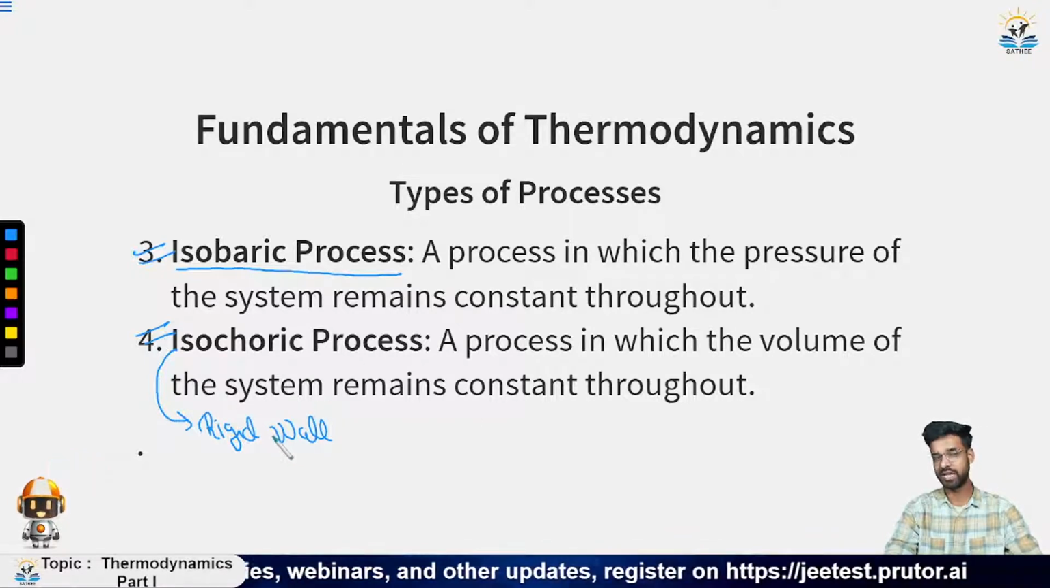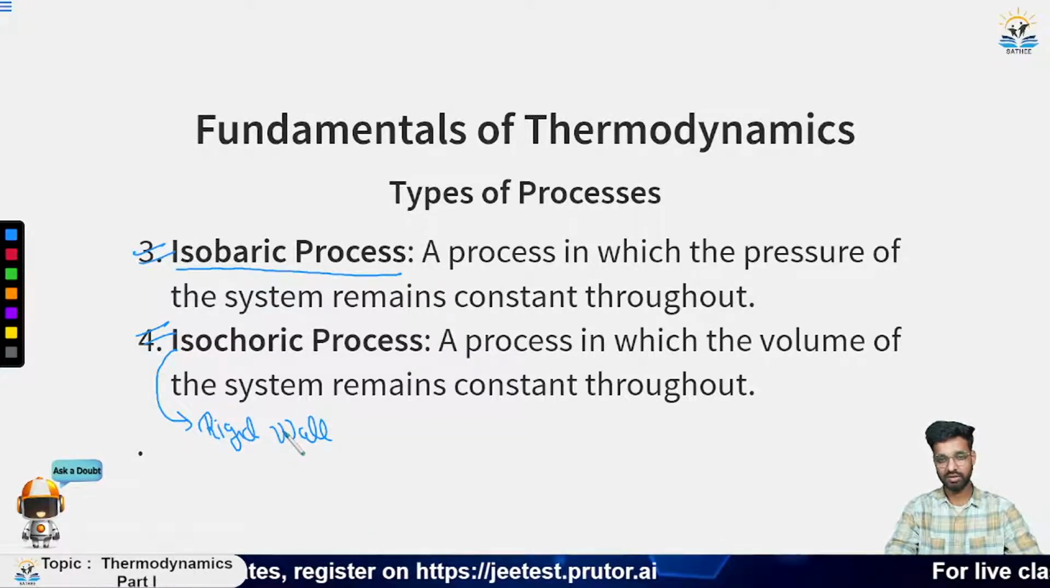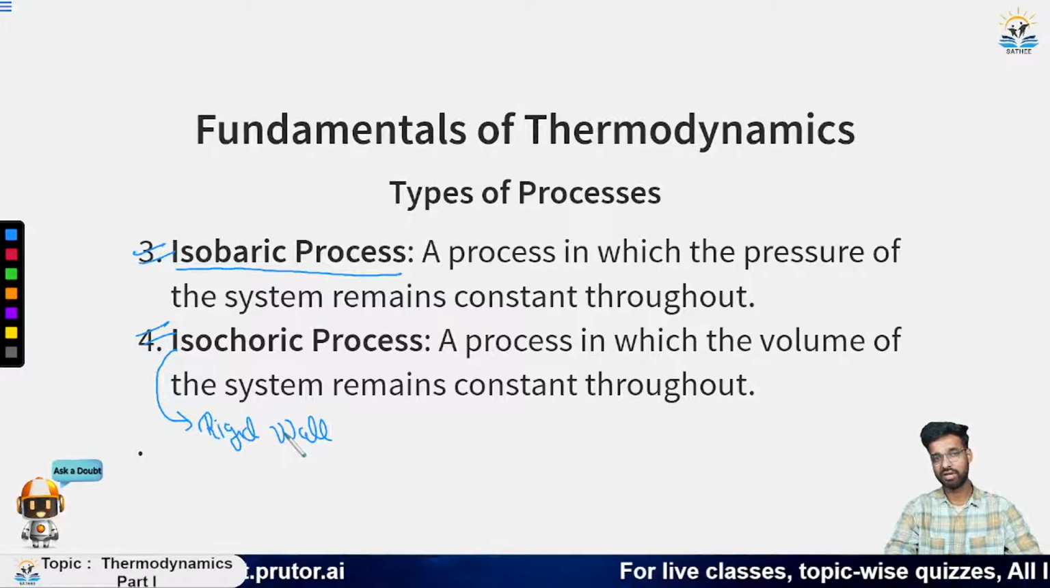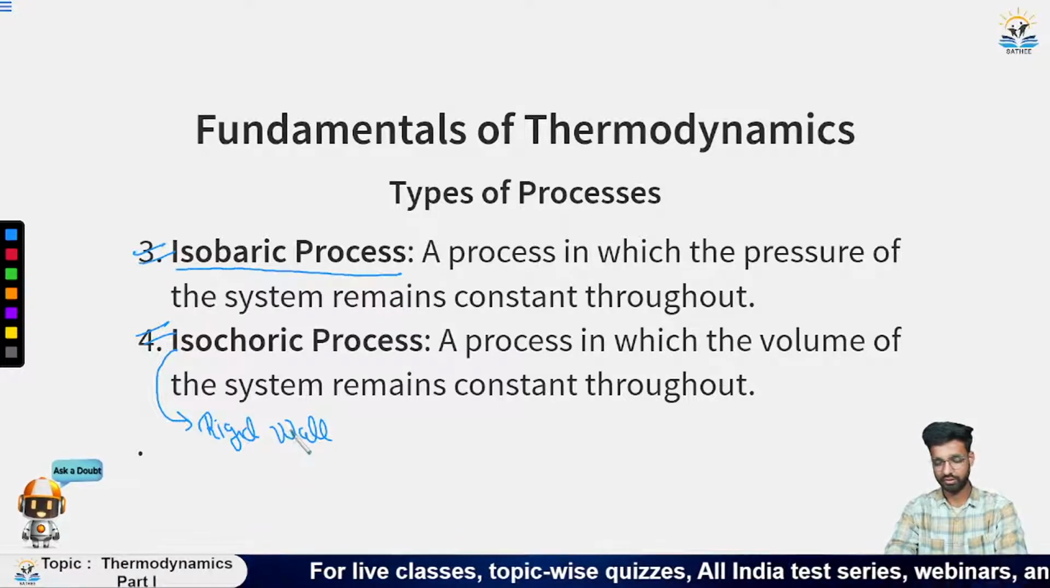Similarly, if you want to do an adiabatic process, you will need an adiabatic wall, and for the isothermal process, you will need an isothermal wall, or you can say something that is not allowing the exchange of heat, like a thermosteel or a thermo bottle.